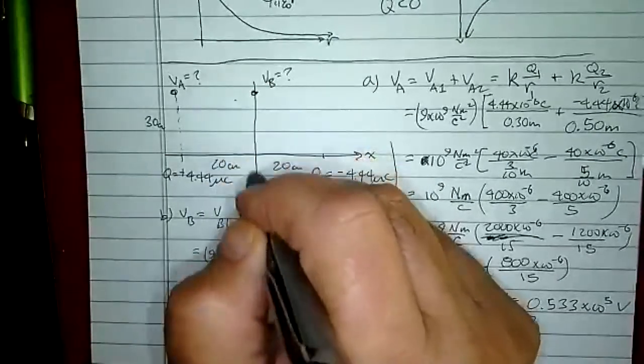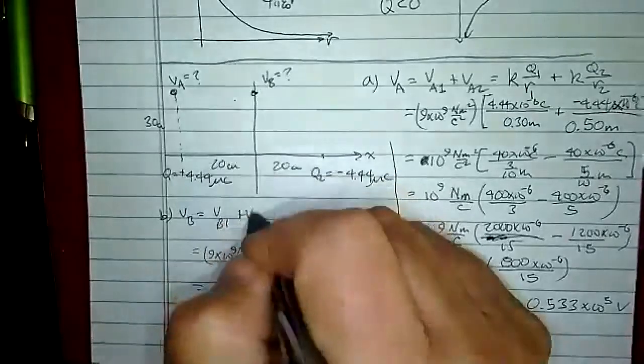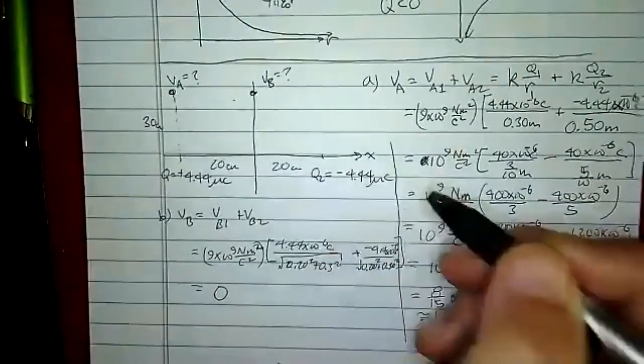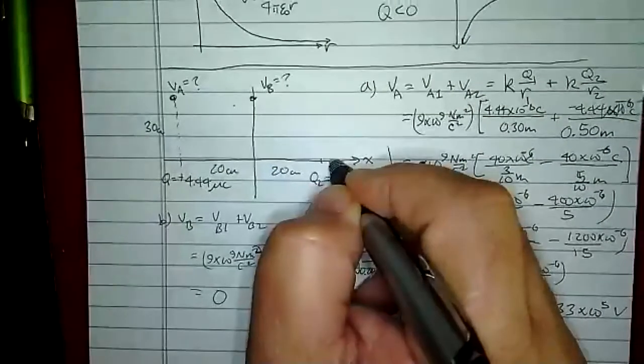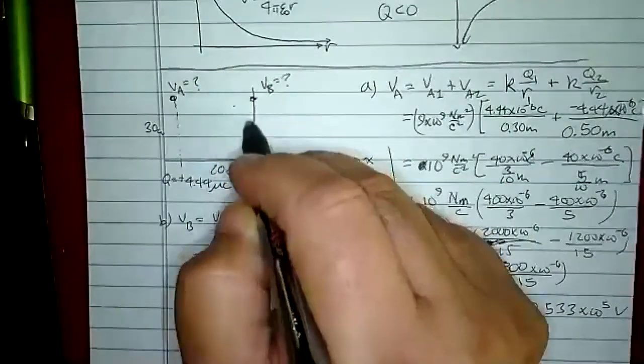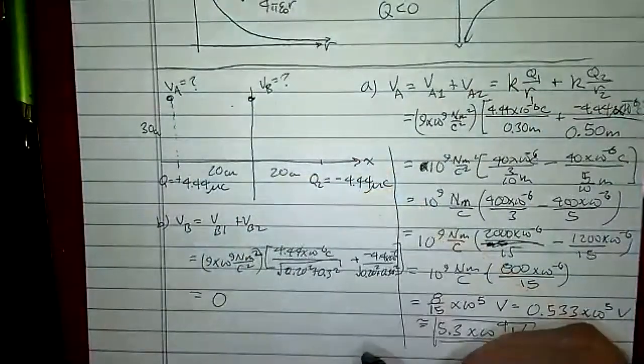If you get anywhere along this line, you're basically going to get a voltage of 0. This is exactly what we found in the lab last time. We put a positive charge and a negative charge, and then we found that line dead center was 0.00 volts.